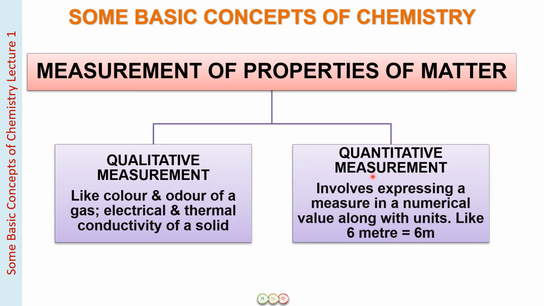Quantitative measurement, like measuring mass, length, then volume, area, and such things, we are going to do in the quantitative measurements. And what do these involve? They involve expressing a measurement in a numerical value along with the units. So there is a number and the unit in which we are measuring that thing. For example, we have a room 6 meter long. So we've measured that the number is 6, and the unit of measurement was meter. So the room is 6 meter long. A number followed by the unit.